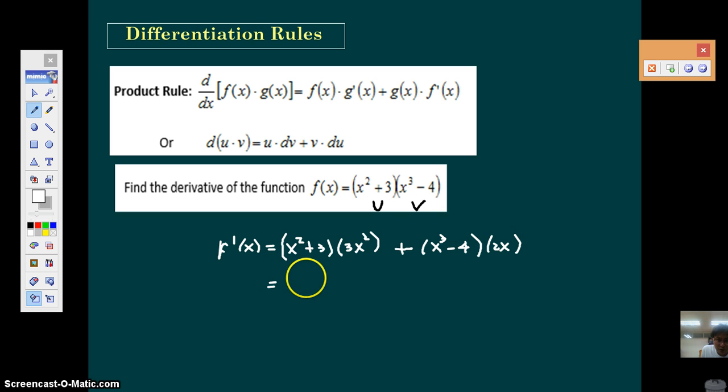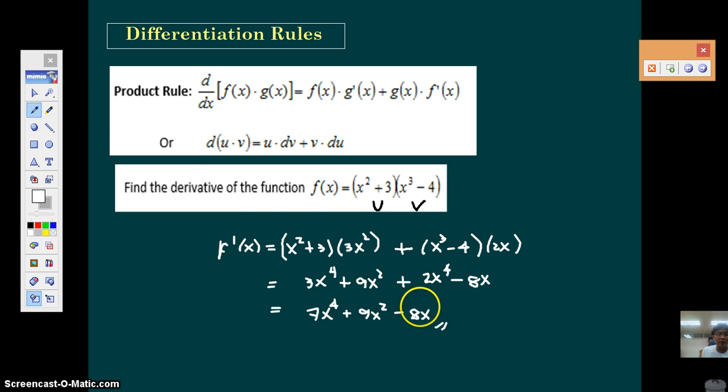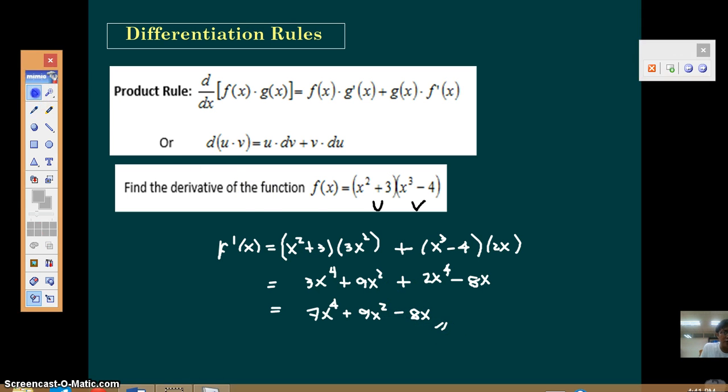This would be 3x to the fourth plus 9x squared plus 2x to the fourth minus 8x. So this would be 7x to the fourth plus 9x squared minus 8x. That is the derivative using the product rule.